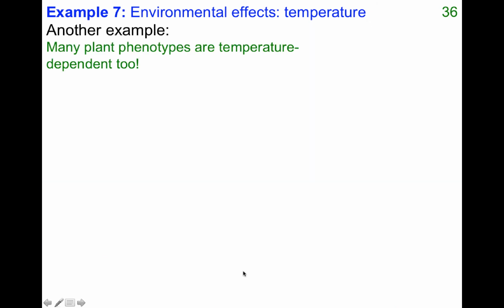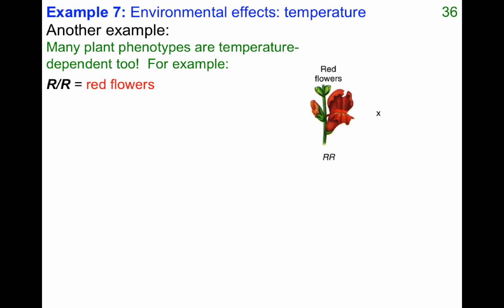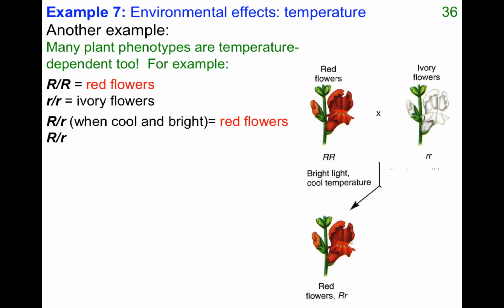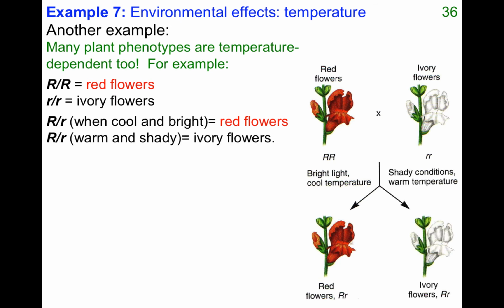Here's another example of temperature affecting phenotype. Many plant phenotypes are very temperature dependent as well. As a very clear and interesting example, there's a plant where having two big R alleles gives you red flowers, having two small R alleles gives you ivory flowers, but if you're heterozygous, something interesting happens. When it's cool and bright and you're heterozygous, you end up making red flowers. When it is warm and shady, you end up making ivory flowers. So this complicates your genetic analysis.